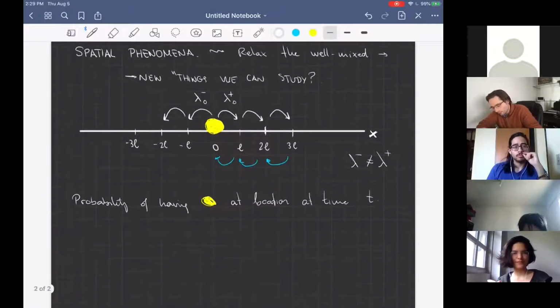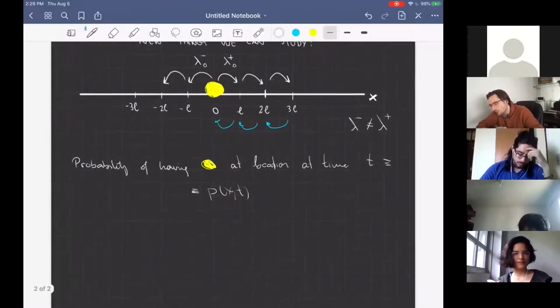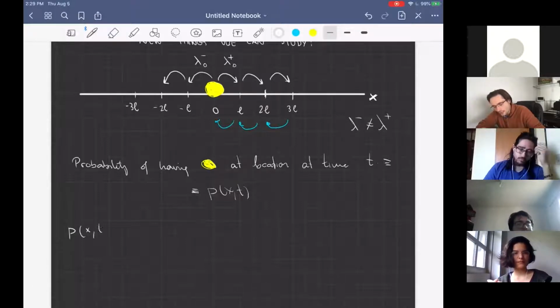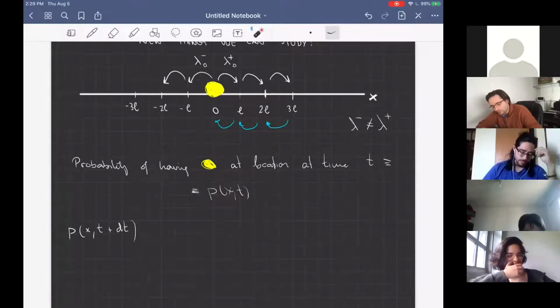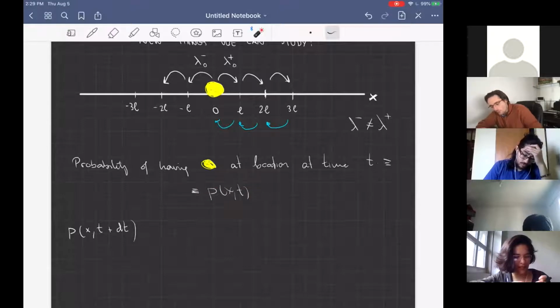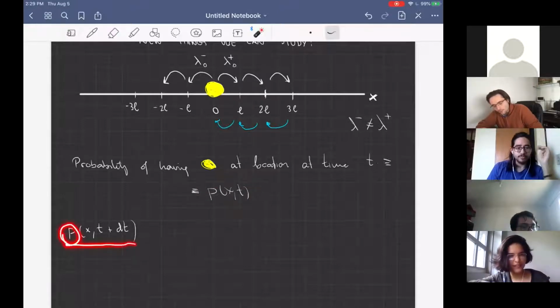So now that I have a probabilistic function to describe this system, what I can do is pretty much the same we did for the logistic model. I can write a master equation for this probability. So basically what I am going to do is to ask myself, what is the probability that my particle is at a position x at time t plus dt?